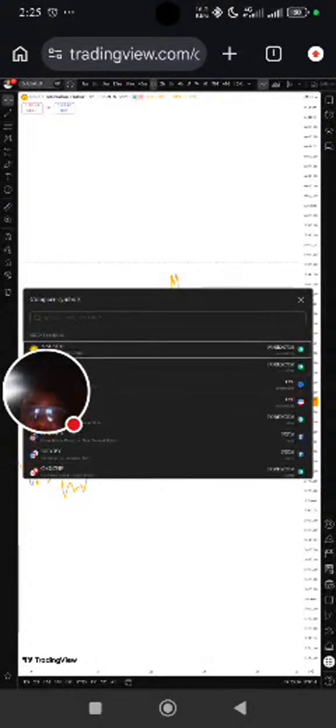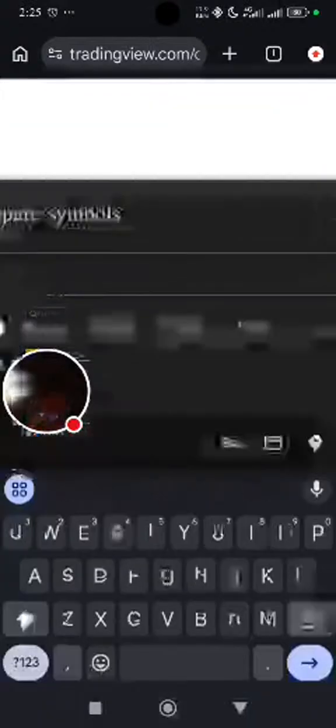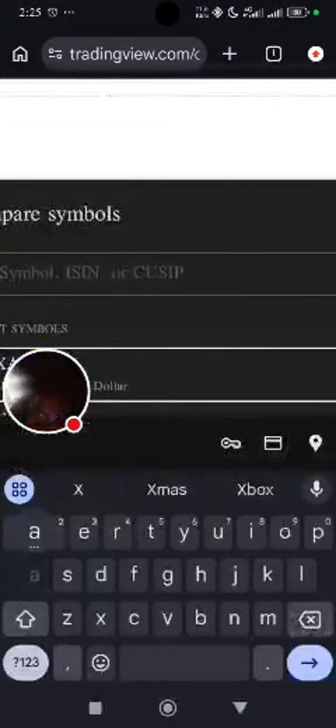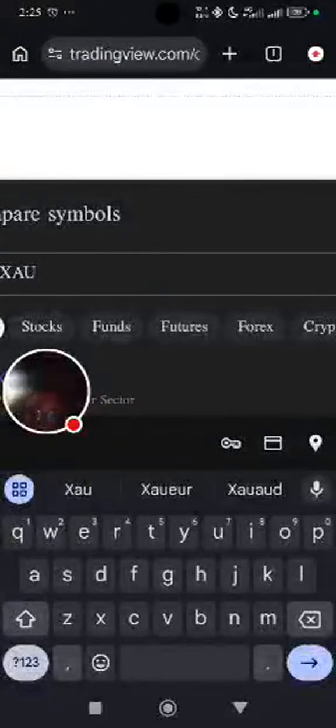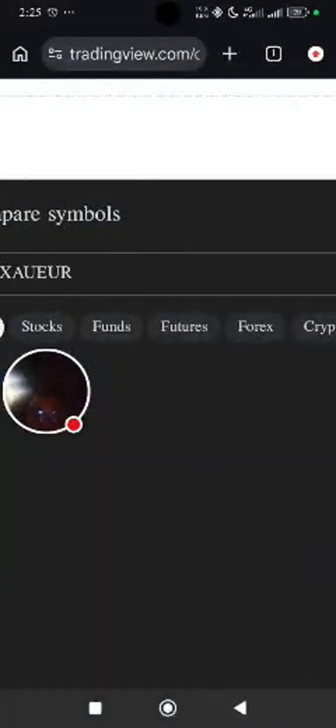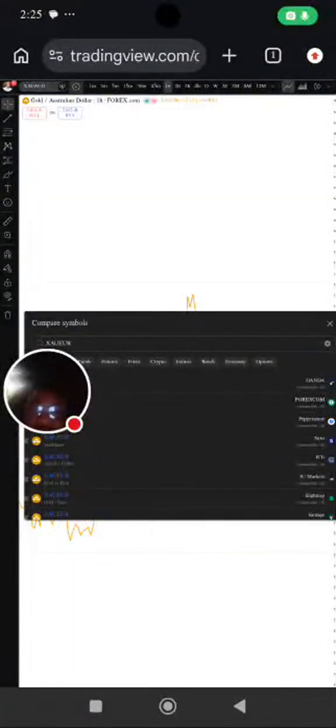So as I was saying, XAU AUD, then the plus sign, which is the compare symbol, and we get the XAU Euro. You can decide to do XAU Euro first before the compare symbol. So the arrangement doesn't matter here.